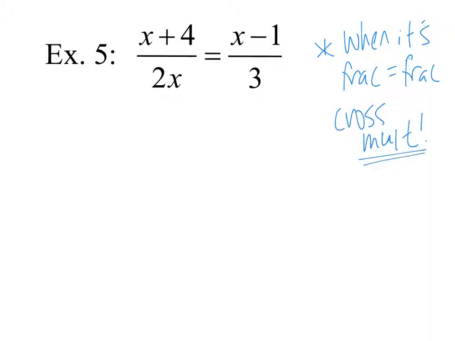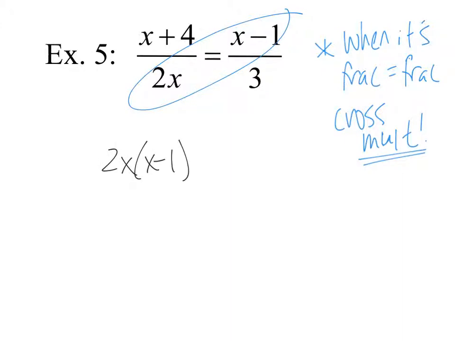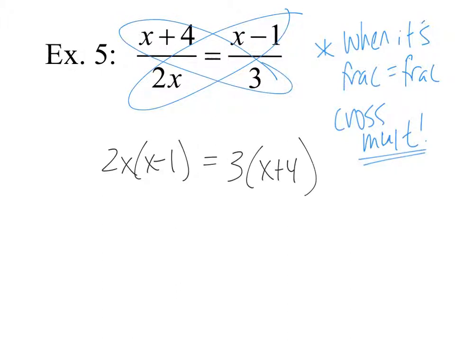So if you look at the other 4 examples that we did, it was never just a fraction equaling a fraction. When it's in this form, this is supposed to be a really easy one. You cross this way, keep the equal sign in the middle, cross this way, and then you just solve. Okay, so when I cross this way, I get 2x times x minus 1. Keep the equal sign in the middle, and then when you cross this way, you'll get 3 times x plus 4. So again, no more fractions.